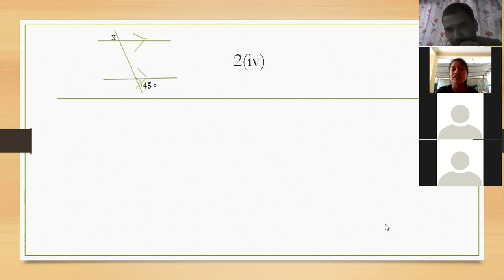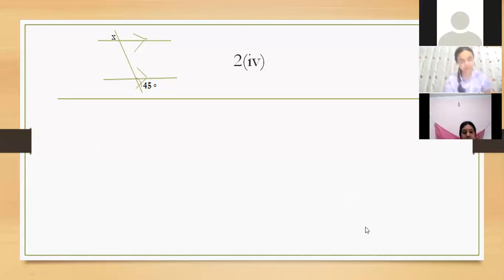Sir, co-exterior angle. No. Any other? Any other student? What type of angles are they? Any other student, please? Tell me the answer of this one. What is the relation of x degrees and 45 degrees? If you know, please tell the answer.